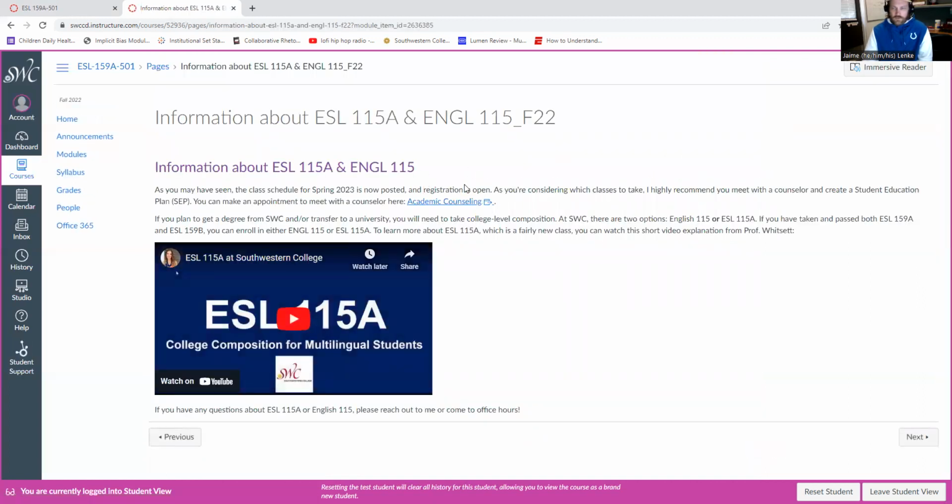Okay, just a little bit of information about ESL 115A and English 115. After you pass ESL 115 or ESL 159A and B, then you're prepared to go into transfer level English. At Southwestern College, we have three kinds of 115 classes: English 115, English 115 plus, and ESL 115A. All of these classes complete your transfer requirements to the UCs or the CSUs.